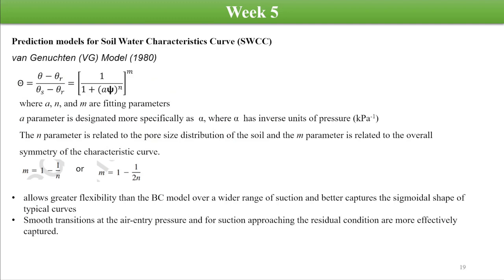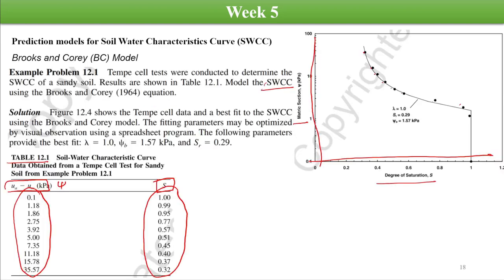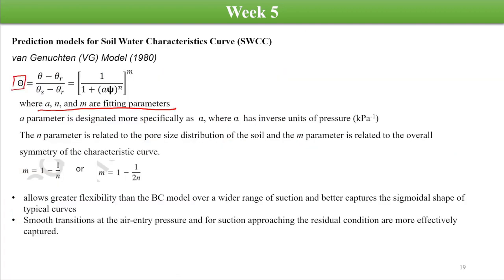Based on this model, they provided that the normalized volumetric water content, capital theta, is going to be 1 upon (1 plus (a psi) to the power n) to the whole power m. Here you'll see there are three fitting parameters. In the last problem, which we saw in the Brooks and Corey model, we had the fitting parameters lambda, psi b and SR, and these three we obtained from the optimization techniques.